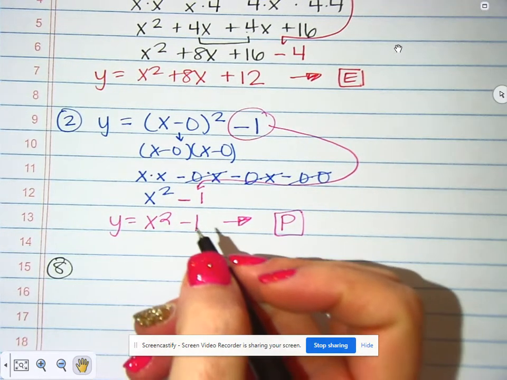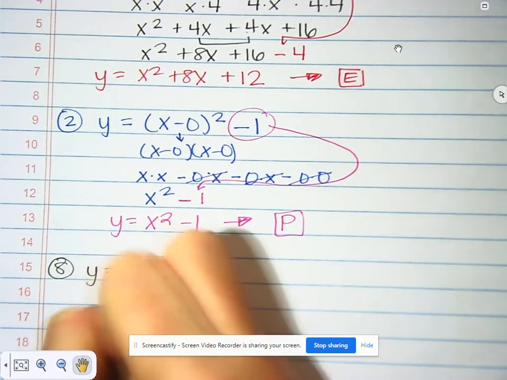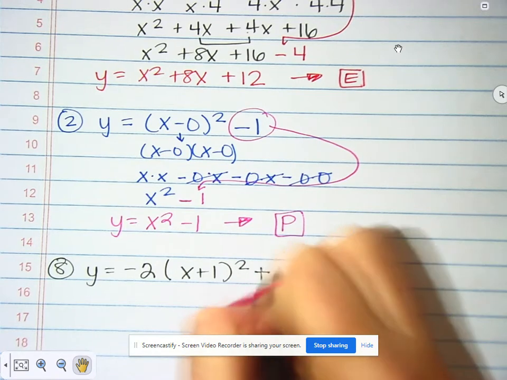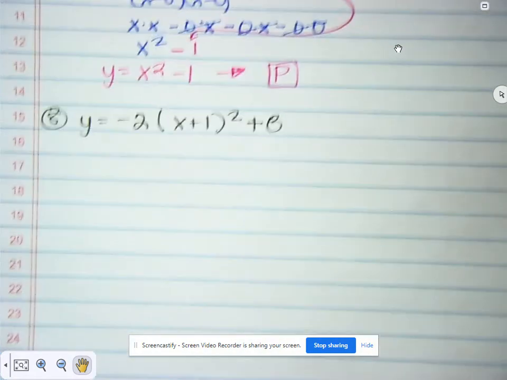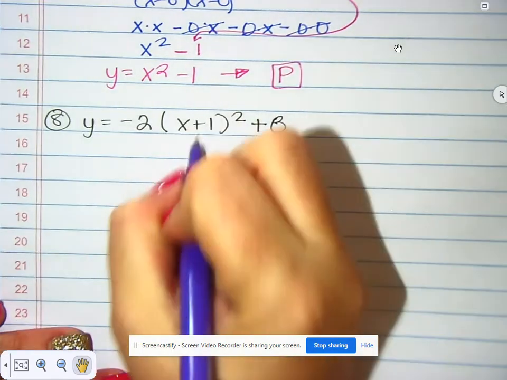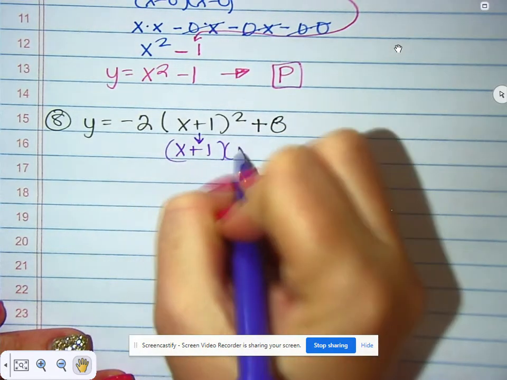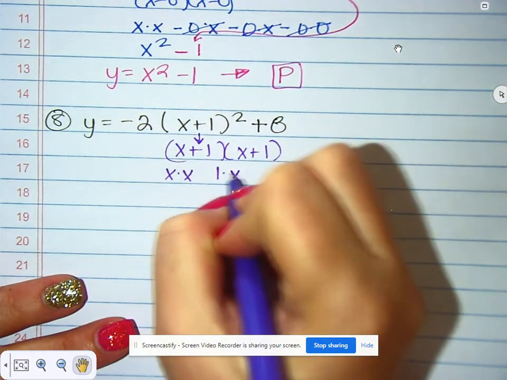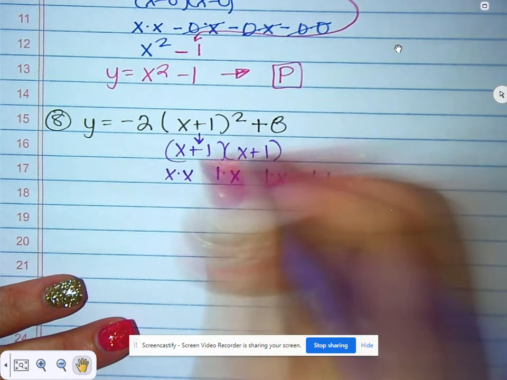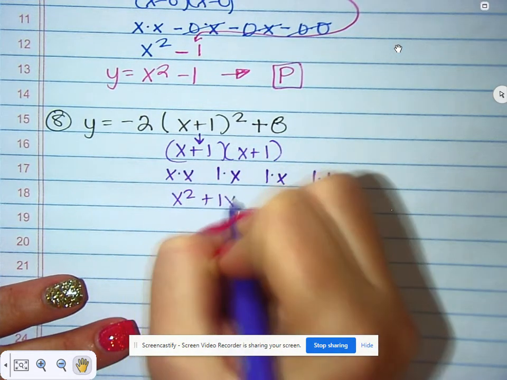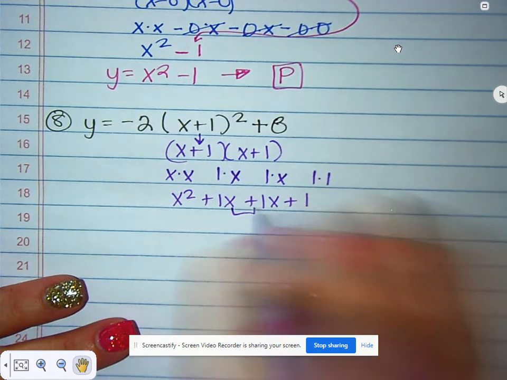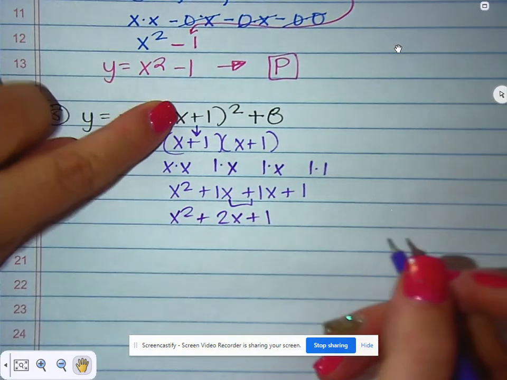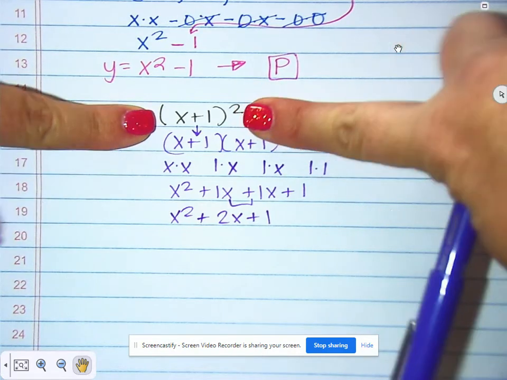All right, number 8 has y equals negative 2 times x plus 1 squared plus 8. Okay, so again, the way that I would prefer you to do this is start right here with the x plus 1 squared. All right, so that's x squared plus 1x plus another 1x plus 1. And what's 1x plus 1x? Okay, so that gave me x squared plus 2x plus 1 when I did this. Okay, so that's just that part right there. Is everybody with me?